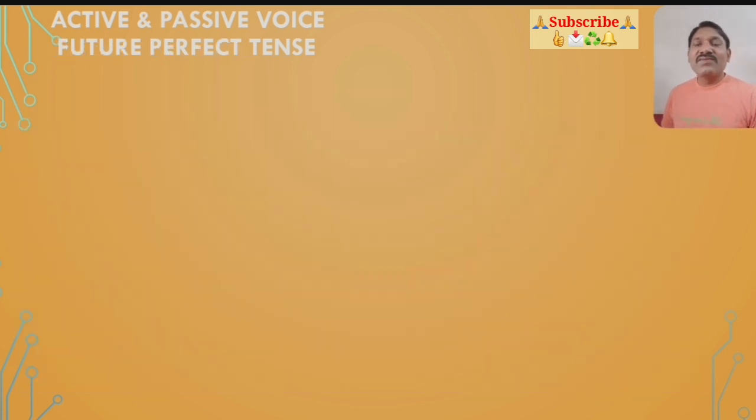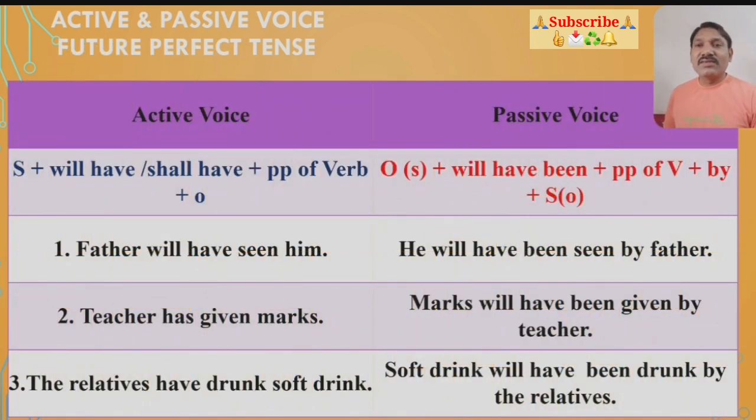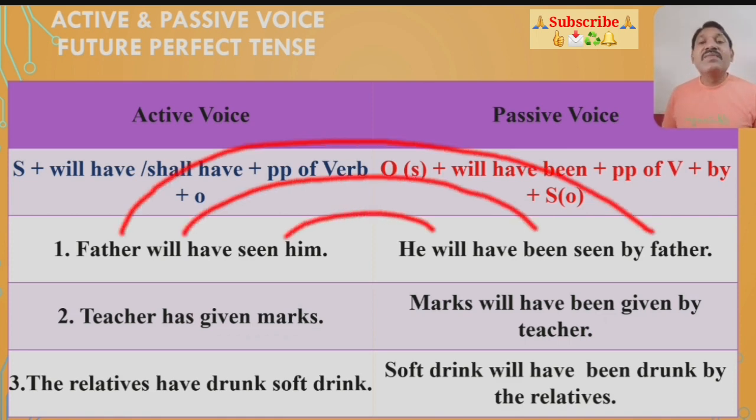Now the next one, that is future perfect tense. Let's have the structure. Subject plus will have, shall have, plus past participle of verb plus object. The structure in passive voice in future perfect tense, object plus will have been or shall have been, plus past participle of verb, plus by, plus subject, that is object. Okay, now the example, father will have seen him. Father is subject, will have seen is a verb, and him is an object. Means we have to change the case of the pronoun. Okay, he will have been seen by father.